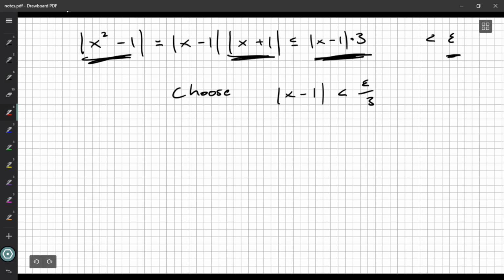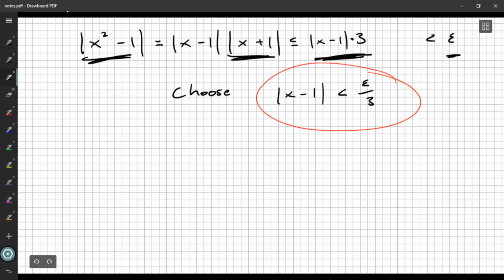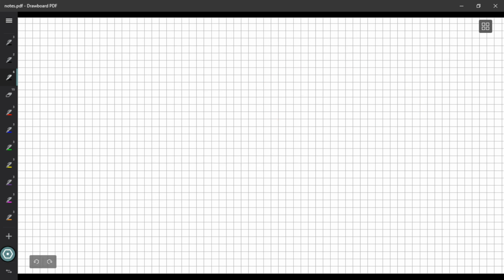So we need this to be satisfied by our choice of delta, but we also need this to be satisfied by our choice of delta. So here's what we're going to do. We're going to let our delta be the minimum of 1 and epsilon over 3. It took us a little while to get there, but that's going to be our delta. But this has all been rough work. Let's actually get to the proper proof.